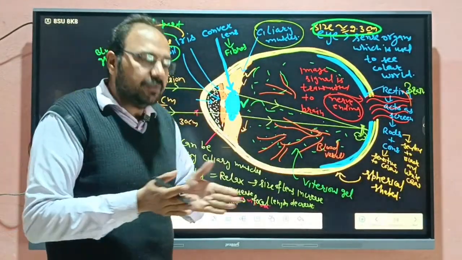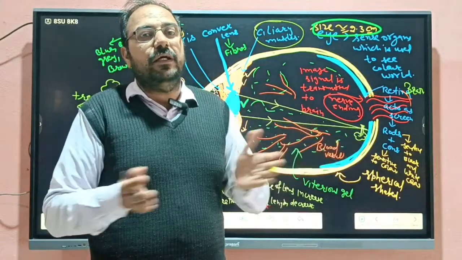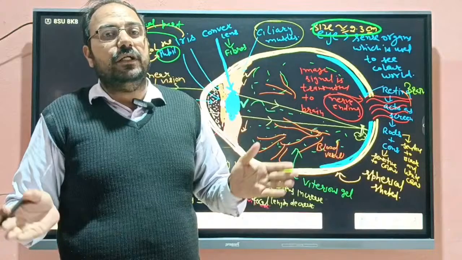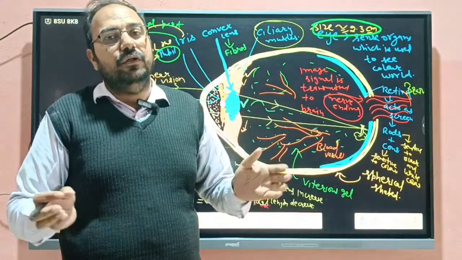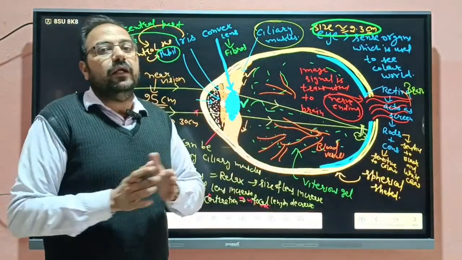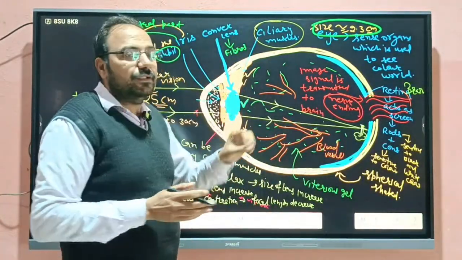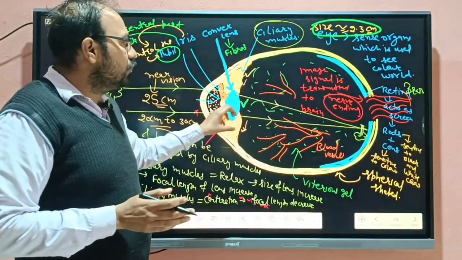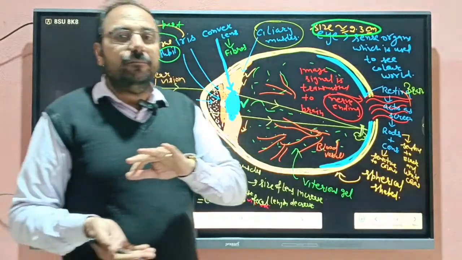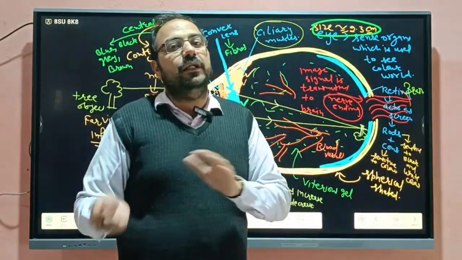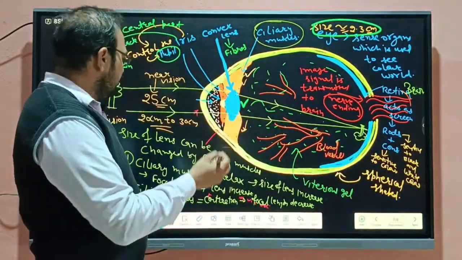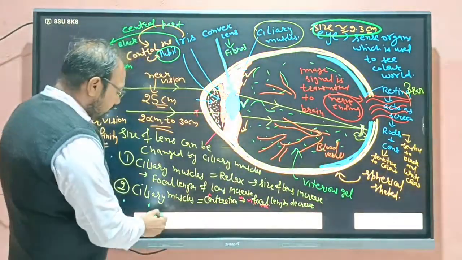So when the ciliary muscles relax, what happens then? The size of the lens is increased, so the focal length increases. Okay, and if these ciliary muscles contract, what happens? The lens becomes thick, so the focal length is reduced. This changing of the shape of the lens using the ciliary muscle is known as the power of accommodation. Okay, so this is another term.